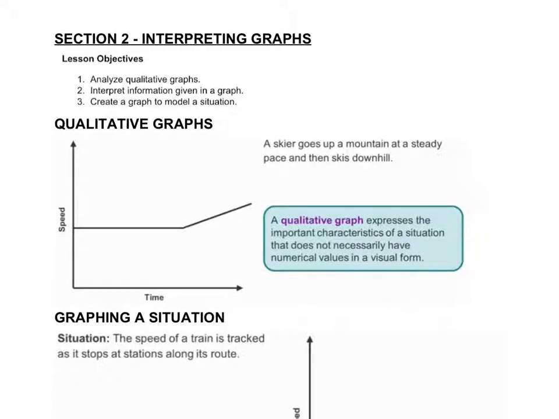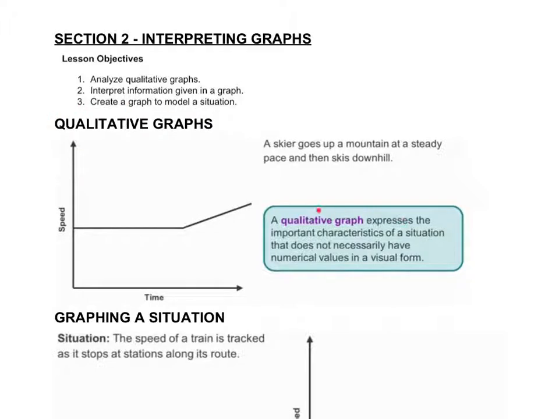This is a video over Unit 1, Section 2, and what we're going to be doing in this section is we're going to be interpreting graphs. And we're going to be analyzing qualitative graphs. We're going to interpret information given a graph, and we're going to create a graph to model a situation. So the first thing we want to talk about is a qualitative graph.